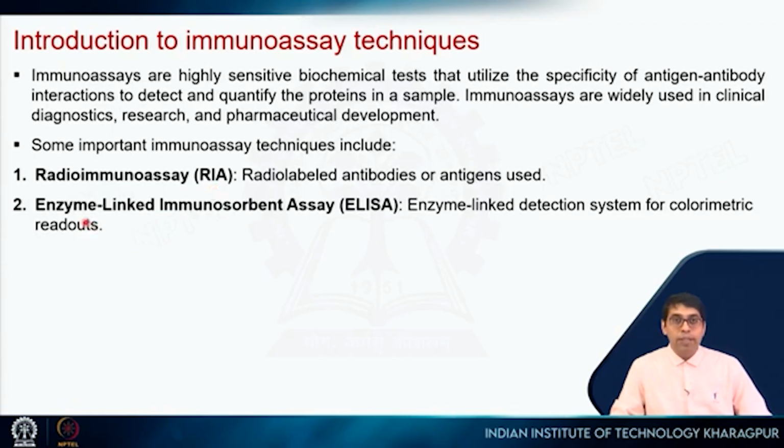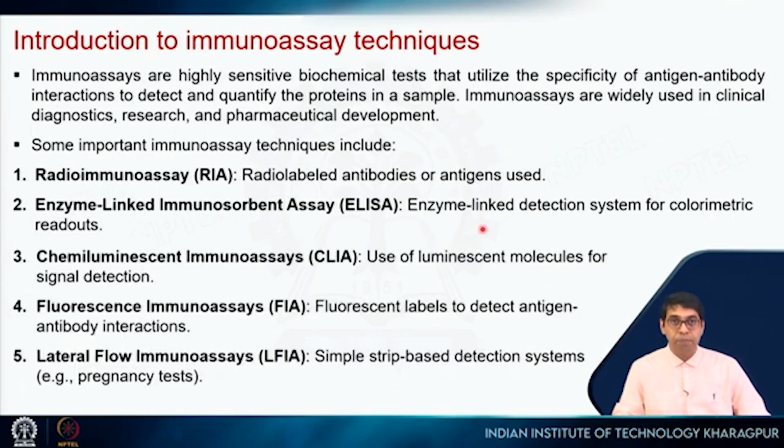The next one is enzyme linked immunosorbent assay, or ELISA. This is the most popular one. In this case, the antibody is linked with an enzyme and it is the enzyme activity that is used for detection. Since this is an enzyme activity, it will amplify your signal and it also increases the sensitivity. These are all variants of these methods.